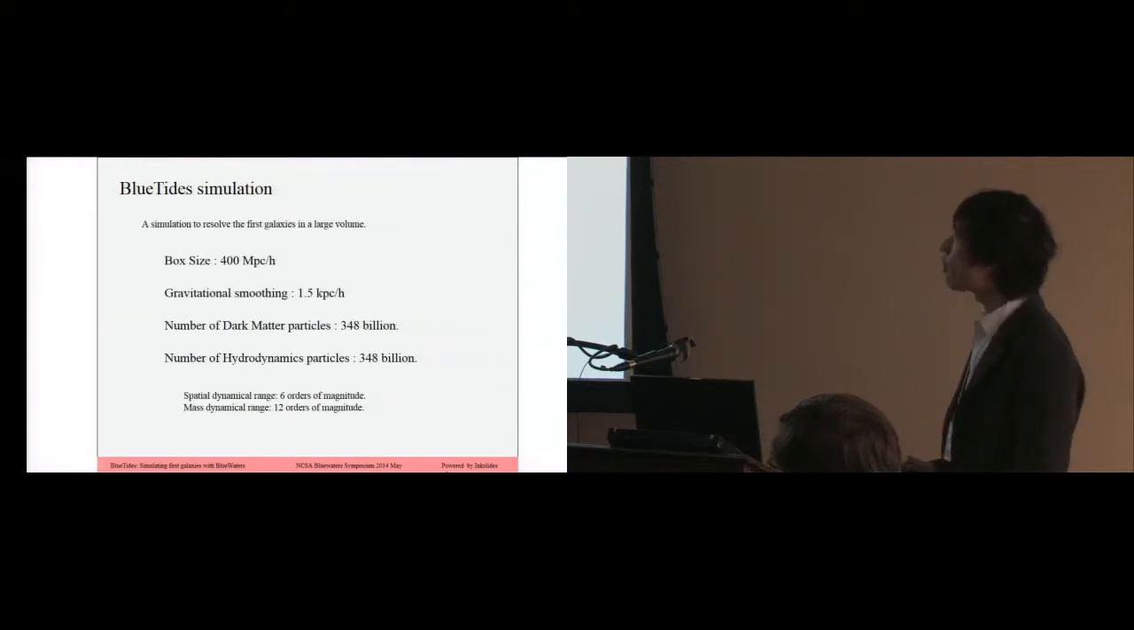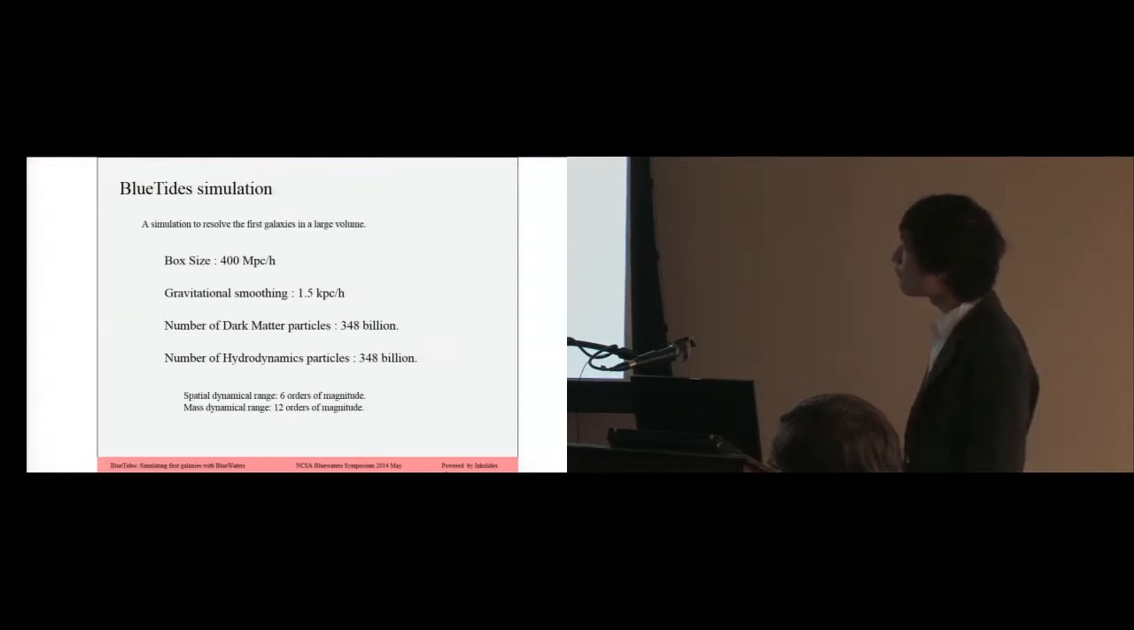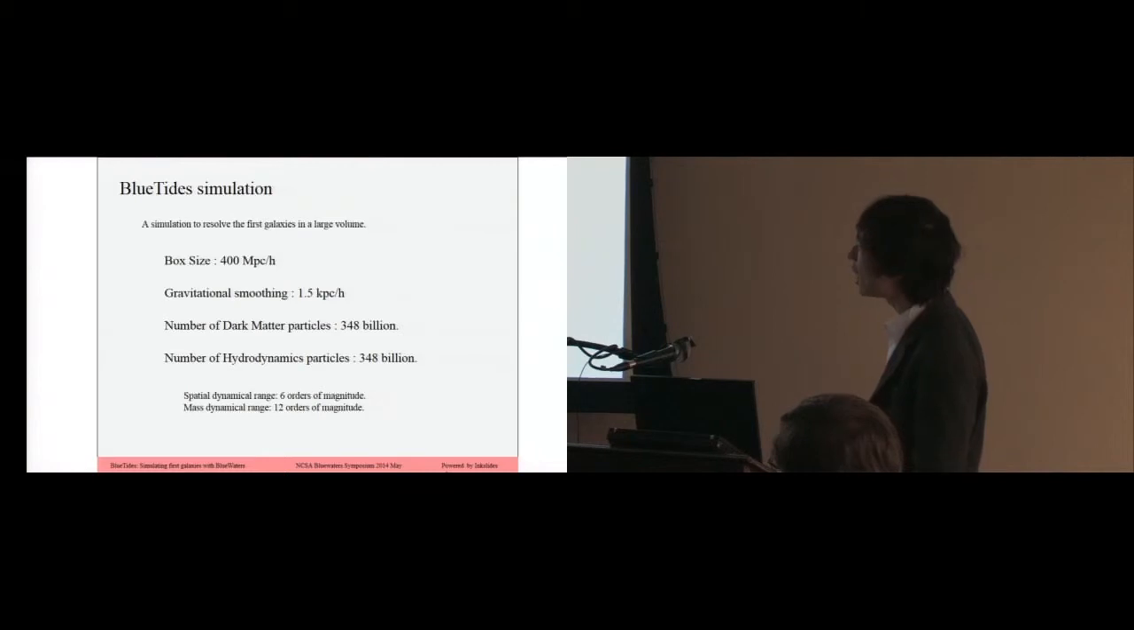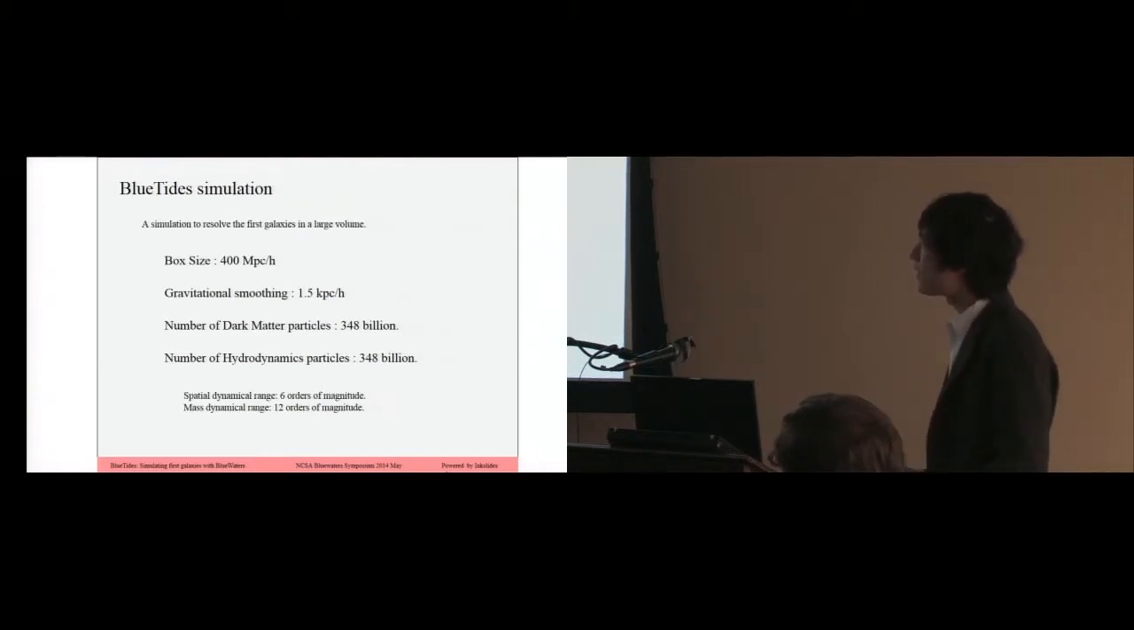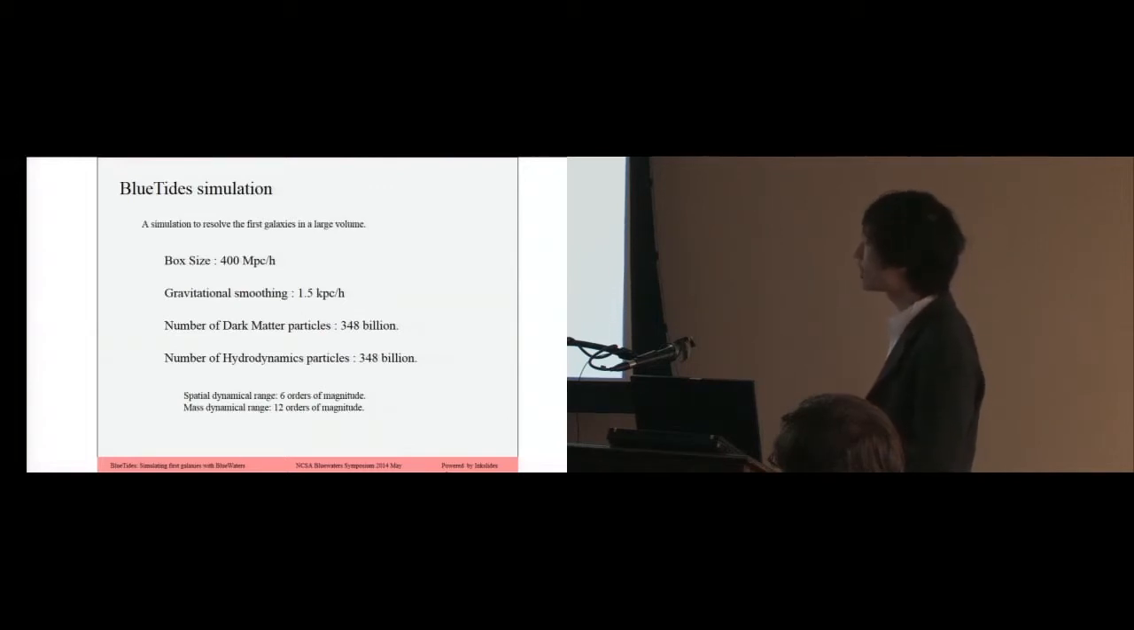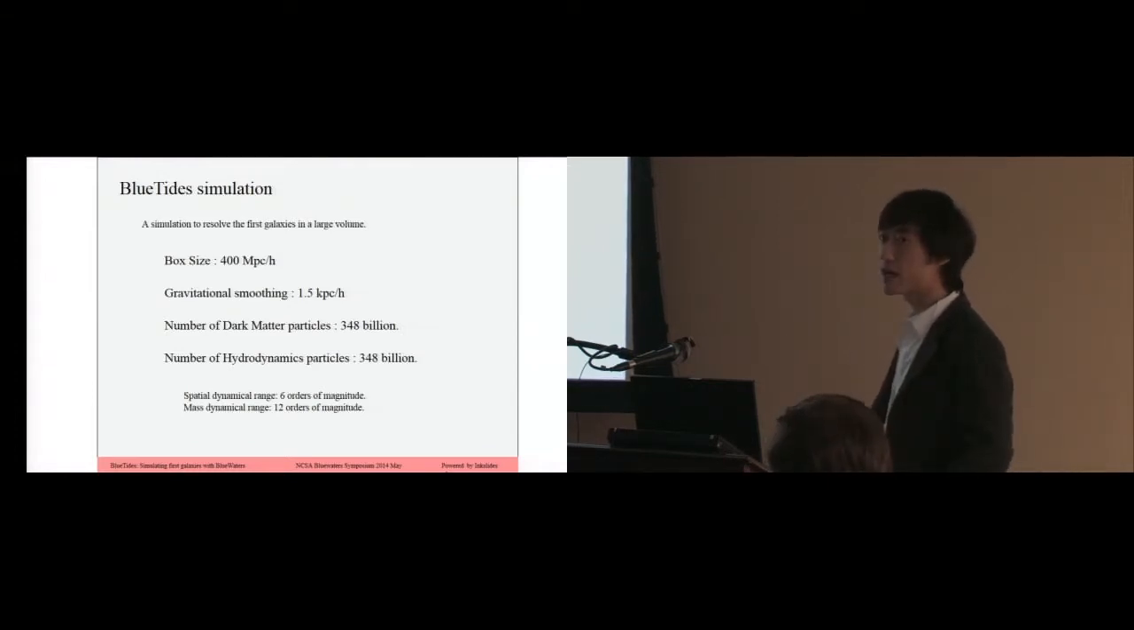Therefore, we run this BlueTides simulation. It's a simulation designed to resolve the first galaxies in a large volume. The size of the simulation box is about 400 megaparsecs, which is a terminology we use in cosmology. In human units, it's about a few billion light years. And the resolution is about a few hundred light years.